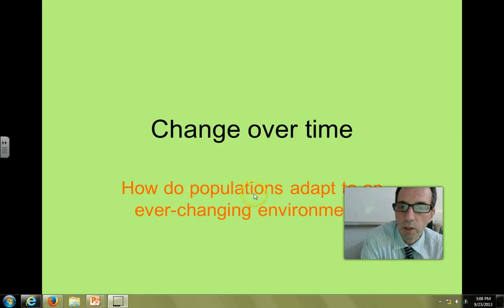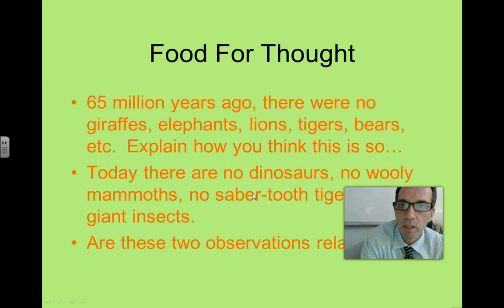So the first example is some food for thought. 65 million years ago, if you look back at the fossil record, there were no giraffes or elephants or lions and tigers and bears. Oh my. Why do you think that's so? How did they just suddenly appear if they weren't on Earth 65 million years ago? Did they just form out of thin air? Did they come from some other planet? How did they get here if they weren't here before? You can pause and think about that if you want. Hit the pause button and maybe write down some of your thoughts on that.